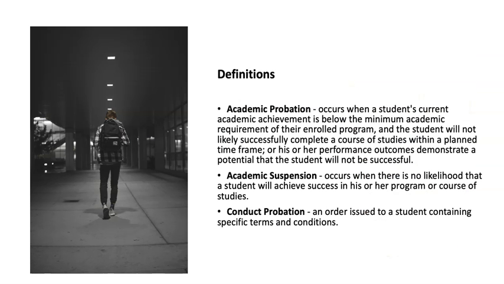Academic probation occurs when a student's current academic achievement is below the minimum academic requirement of their enrolled program, and the student will not likely successfully complete a course of studies within a planned timeframe, or his or her performance outcomes demonstrate a potential that the student will not be successful. Academic suspension occurs when there is no likelihood that a student will achieve success in his or her program or course of studies. Conduct probation is an order issued to a student containing specific terms and conditions.